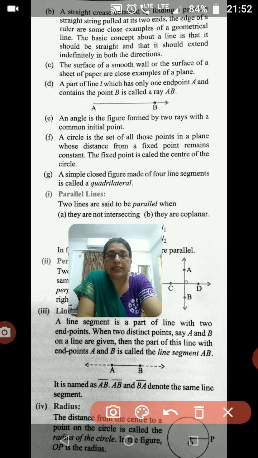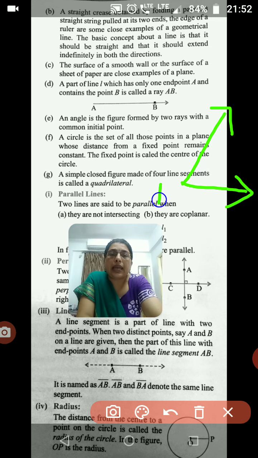An angle is the figure formed by two rays with a common endpoint. To understand this, I will draw a figure: this one ray and this another ray, both the rays have only A as common endpoint, then we can say this is an angle.